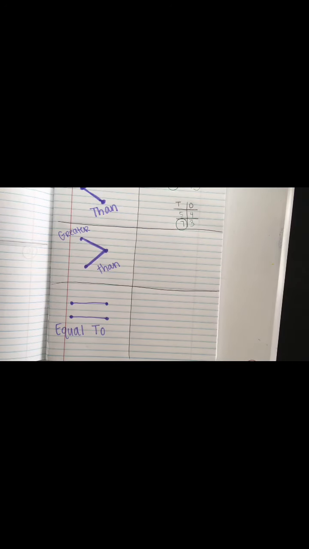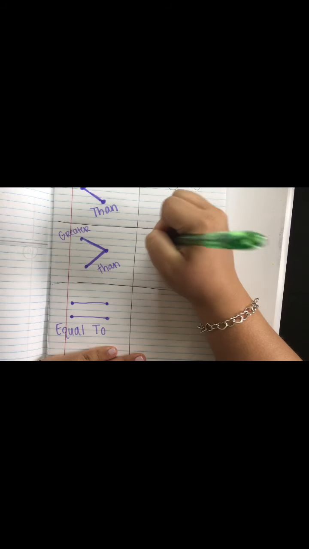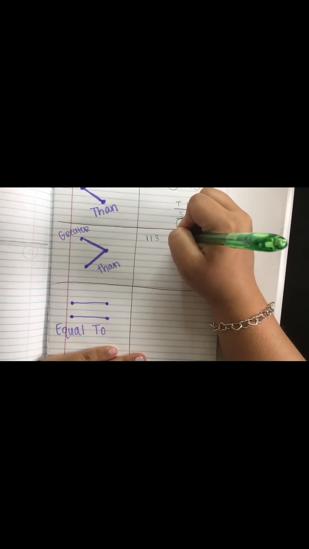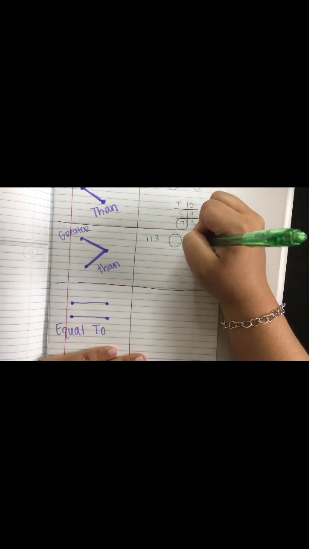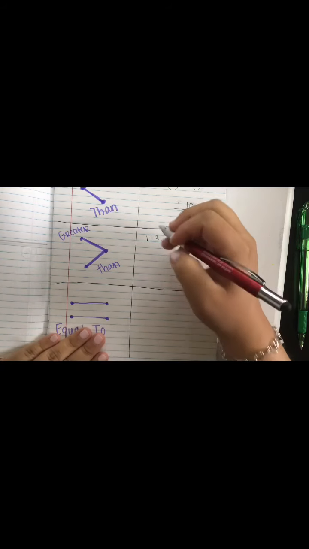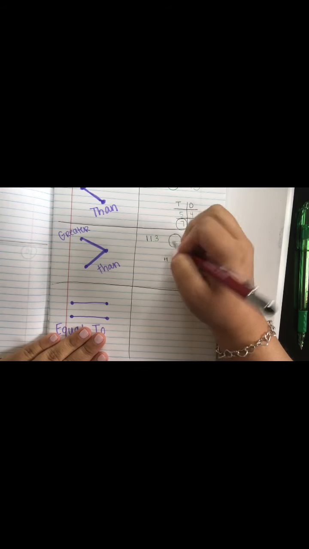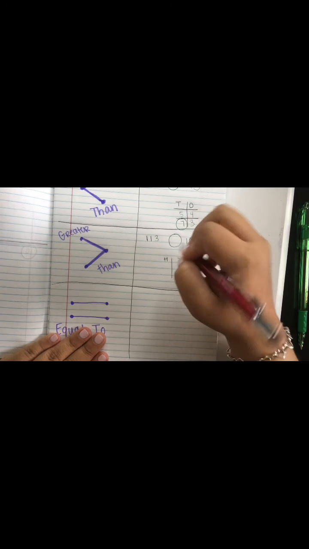So I'm going to do the number, let's do 113, my circle for the symbol, and 109. Okay? So what do I need? I need my BFF. I need my place value chart. These numbers have 3 digits. So I need a 3-digit place value chart. Here's my hundreds, my tens, and my ones.